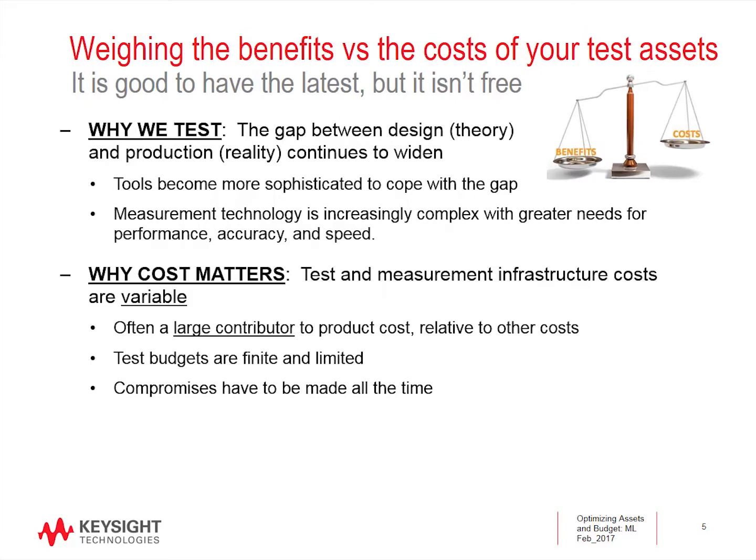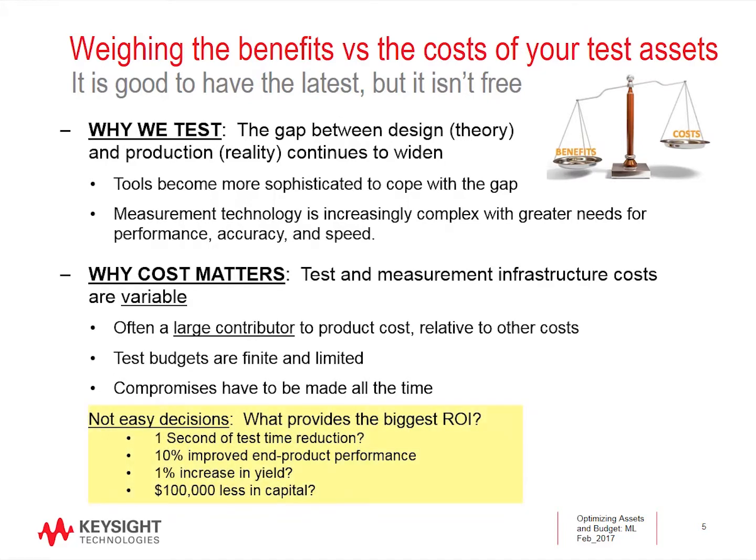Capital budgets are limited, and corporations have to make compromises all the time. And the choices are not always so obvious on how to increase the bottom line. For instance, what provides the biggest return on investment? Is it reducing test time by a second? Improving your product's performance? Increasing your yield by 1%? Or spending $100,000 less in capital? It isn't immediately obvious, and while all of these things might be desirable, it takes some careful analysis to figure it out.